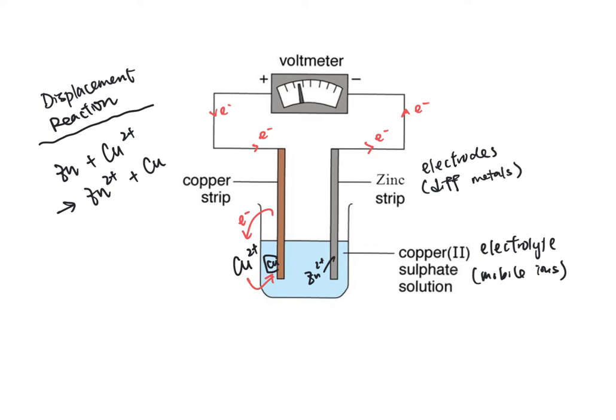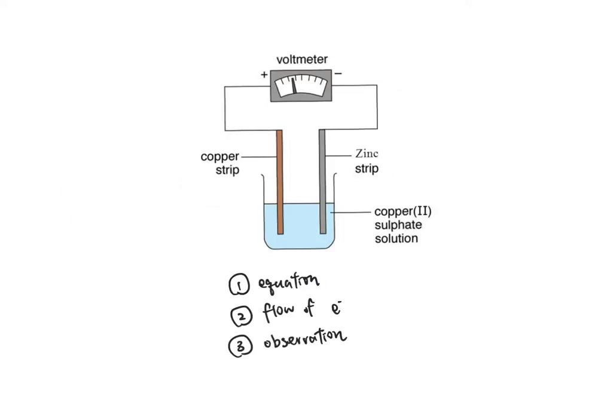After knowing the chemistry behind it, we are going to see what questions will be asked for this kind of setup. Usually there are three different types of questions. The first one asks you to write down the chemical equation. The second one, because we generate electricity, asks how the electrons flow. And the last question is about the observation of the chemical reaction.